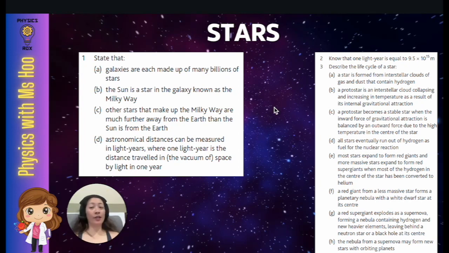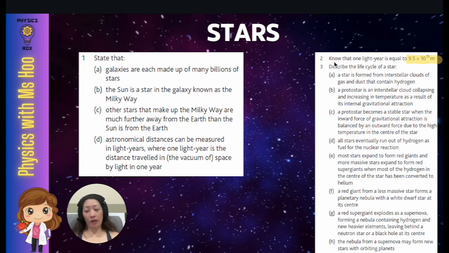Now, do you need to know the value of 1 light year? Yes, you do. As you can see in number 2, you need to know that 1 light year is equal to 9.5 times 10 to the power of 15 meters. So I'm just going to highlight that because you need to know it. But what if you can't remember it? Actually, you don't need to memorize it because if you're required to recall this value, you can actually work it out.